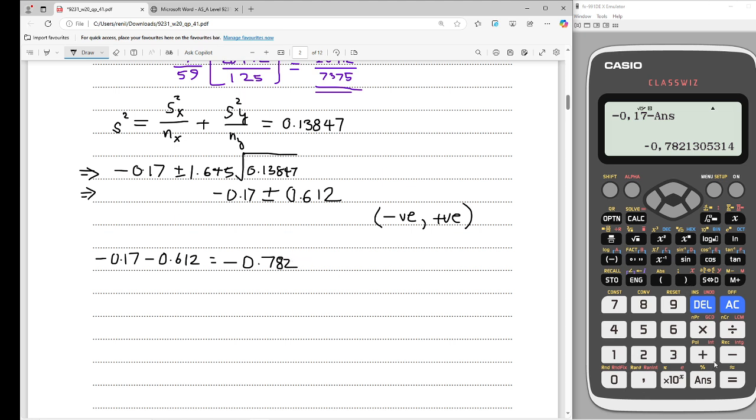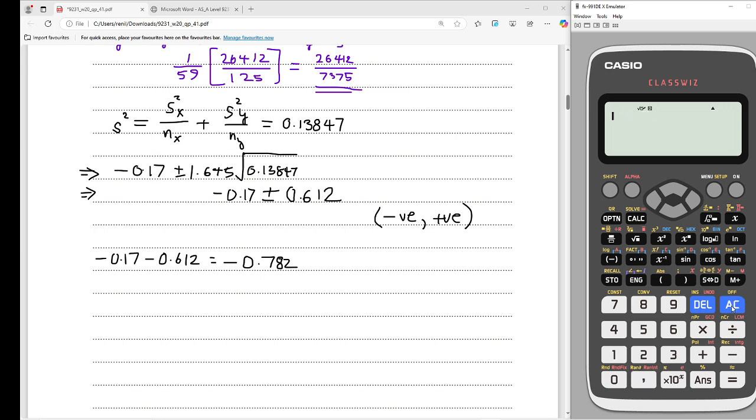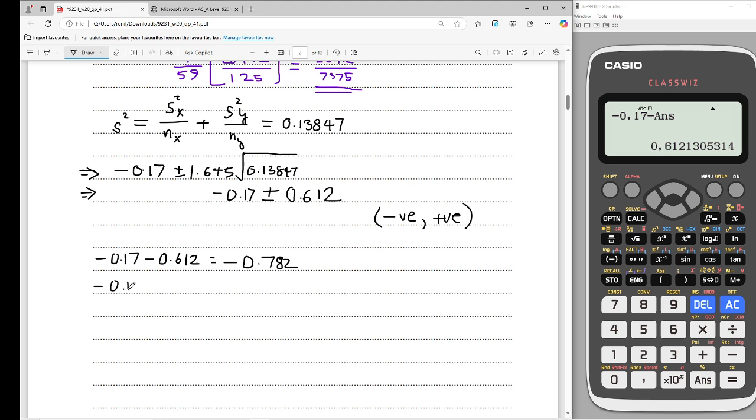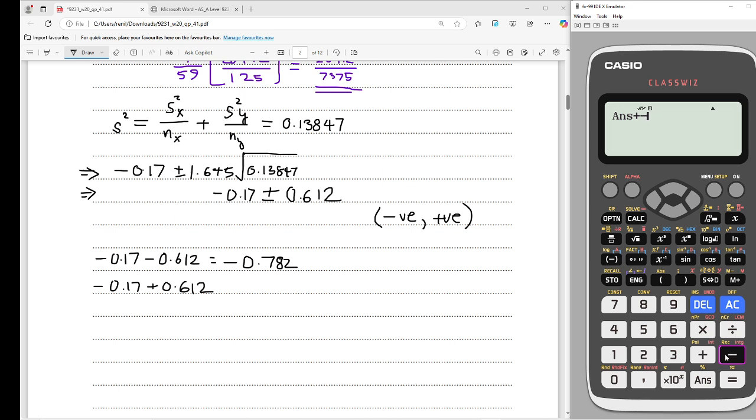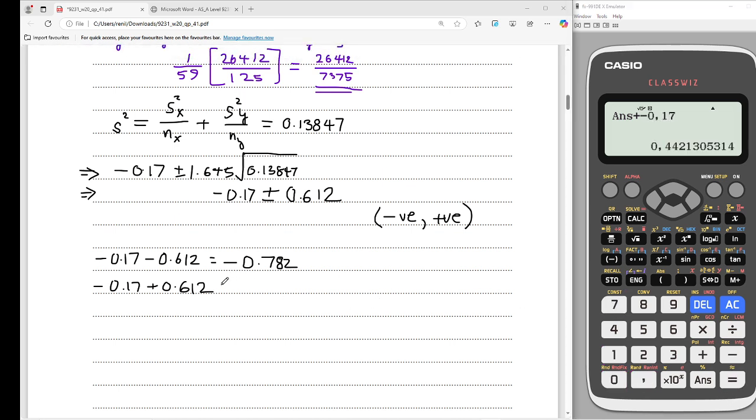Right, and now we can just get back our value, okay, this right here. And now let's see what happens if we add negative 0.17 with positive 6.12. What will our value become? This added with negative 0.17 is equal to 0.442.